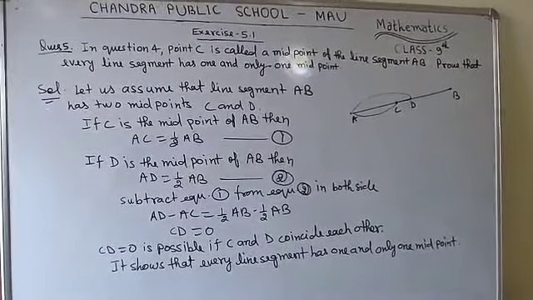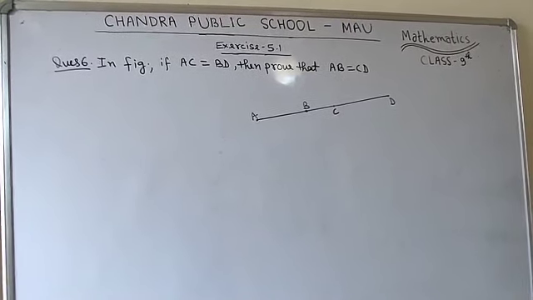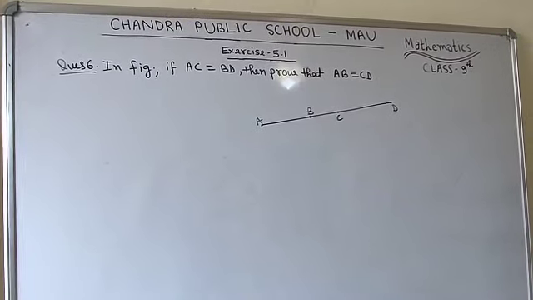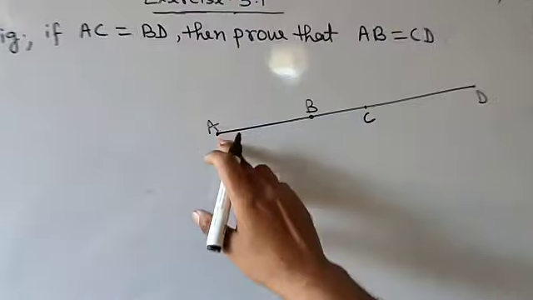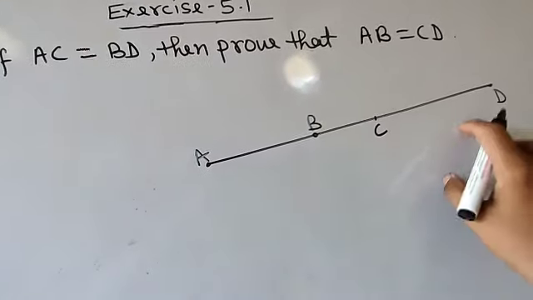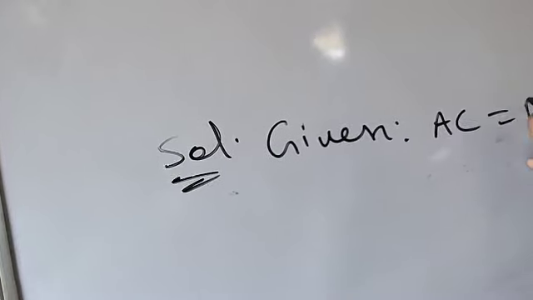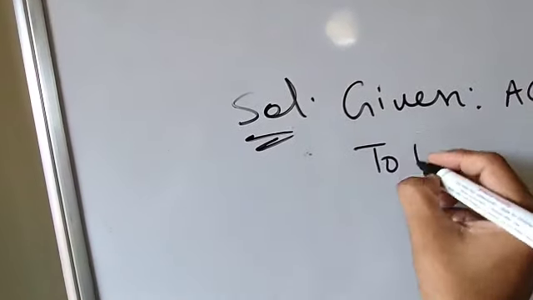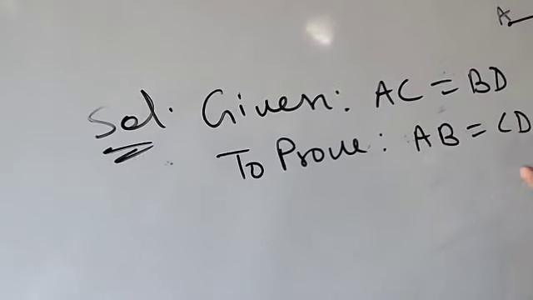So that is question number 5. Now here is question number 6. In the given figure, if AC equal to BD, then prove that AB equal to CD. One diagram is given there, and it is given that AC equal to BD. Then you need to prove that AB equal to CD. So I am going to give the solution of this. It is given that AC equal to BD, and we are going to prove that AB equal to CD.